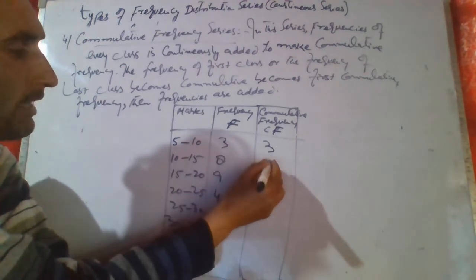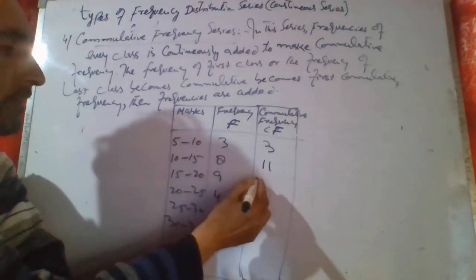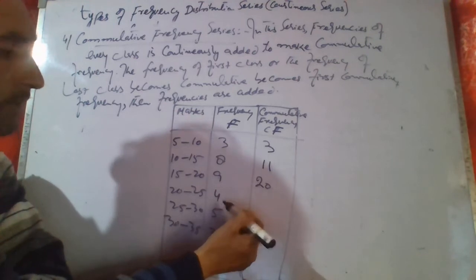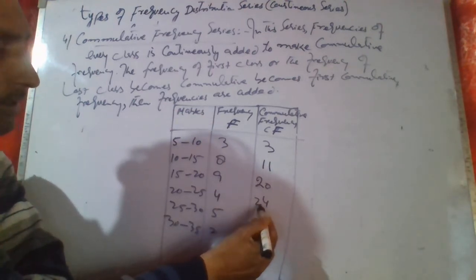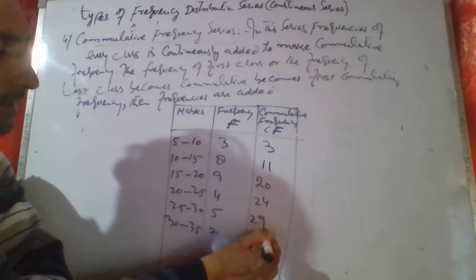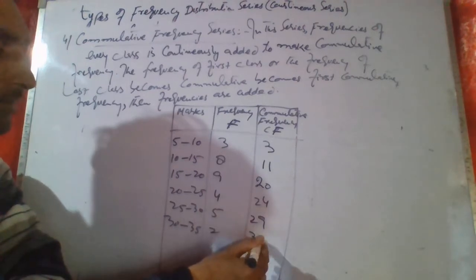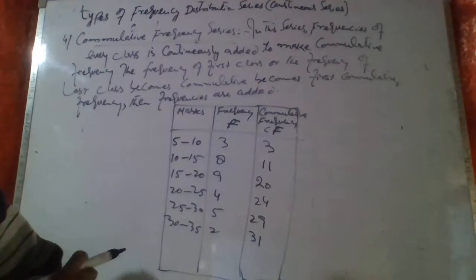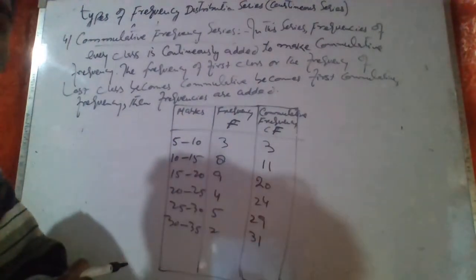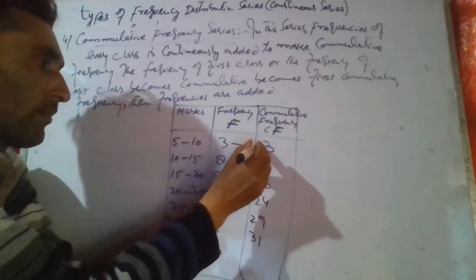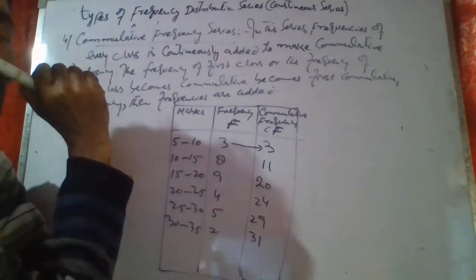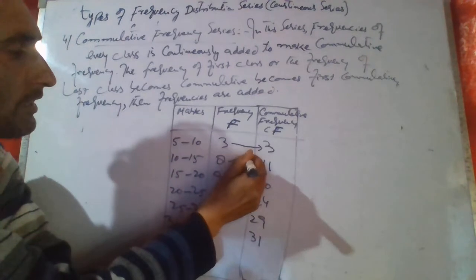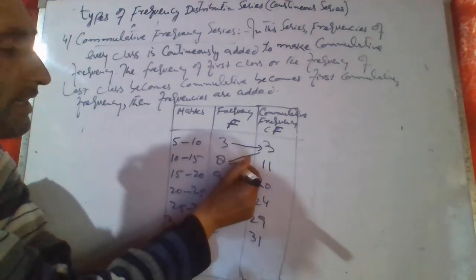8 and 3 is 11, 11 plus 9 is 20, 20 plus 4 is 24, 24 plus 5 is 29, 29 plus 2 is 31. So this is the way to calculate the cumulative frequency. The first frequency becomes the first cumulative frequency. Then this and this are added to make this.